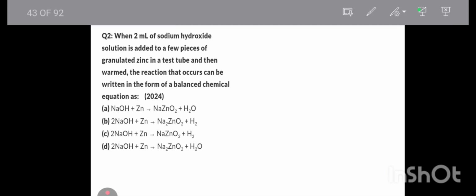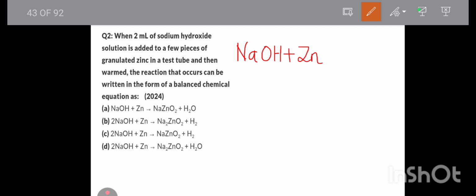So the first question is: 2 ml of sodium hydroxide is added to a few pieces of granulated zinc in a test tube and then warmed. The reaction that occurs can be written in the form of a balanced chemical equation as. So what you are taking? You are taking sodium hydroxide, that is NaOH. To this NaOH we are adding zinc granules.